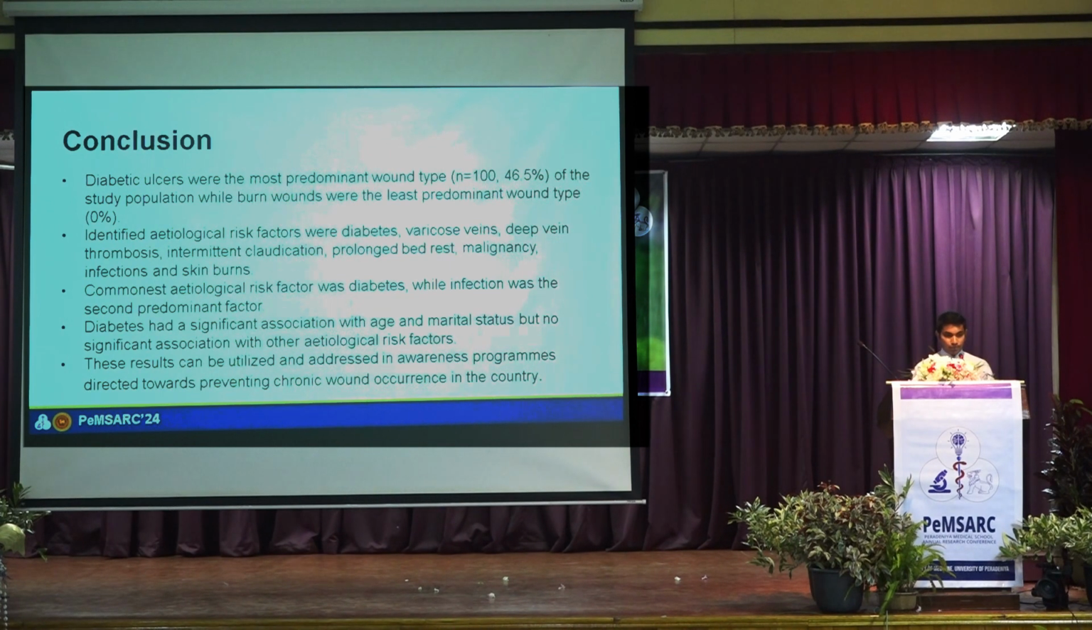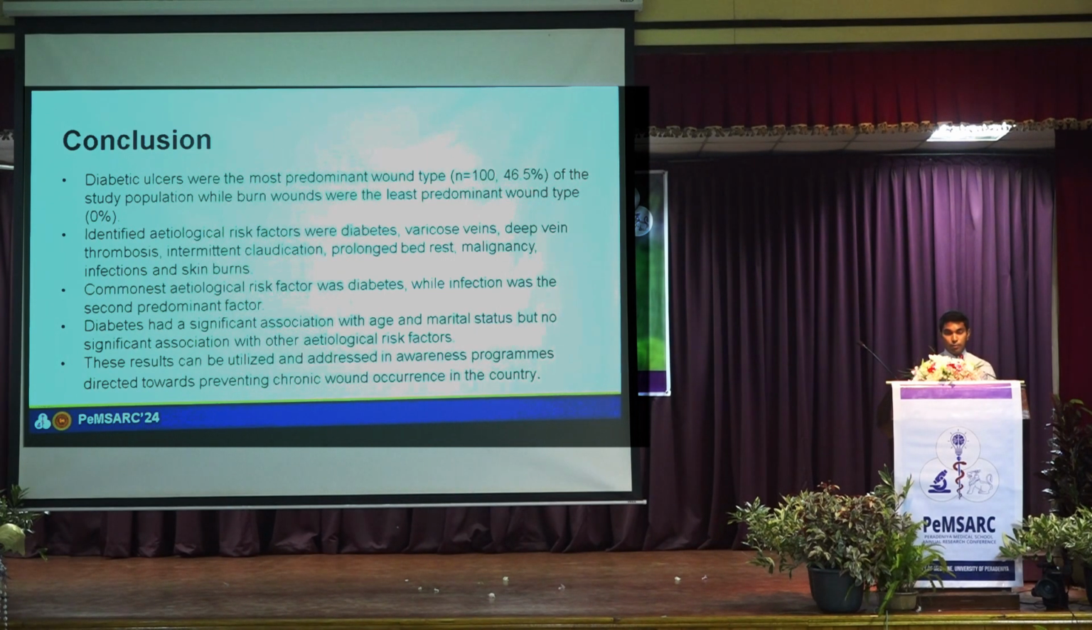So in conclusion, the diabetic ulcers were the most predominant wound type of the study population, while burn wounds were the least predominant wound type, where we didn't find a single case of burn wounds during the allocated period. And identified etiological risk factors were diabetes, varicose veins, deep vein thrombosis, intermittent claudication, prolonged bed rest, malignancy, infections, and skin burns. The commonest etiological risk factor was diabetes, while infection was the second predominant factor, both etiologically and also in the wound types. And diabetes had a significant association, as I mentioned before, with age and marital status, and others had no significant associations or invalid results.